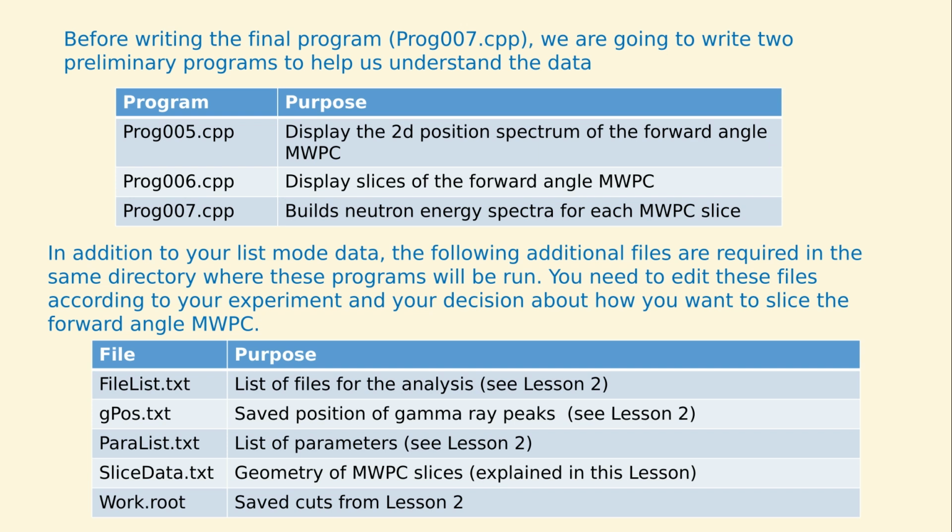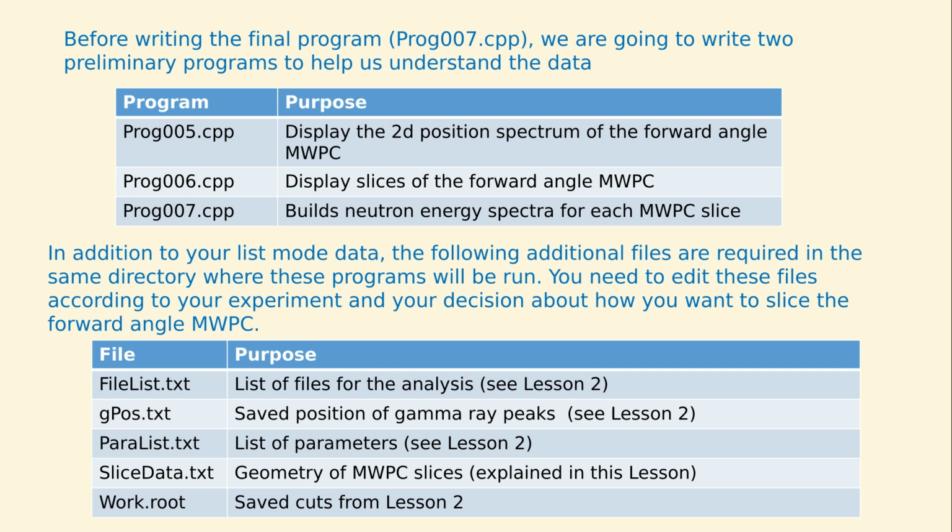And I explained already the other files that you will need. They are given over here. The file list.txt, this is available from lesson 2. This is the chain of files which you are going to analyze. gpos.txt, this is the position of the gamma ray peaks for each of the detectors, and this we constructed in lesson 2. The paralist.txt is of course the most important to open these root files, and the list of parameters is given here. This also we prepared in lesson 2.